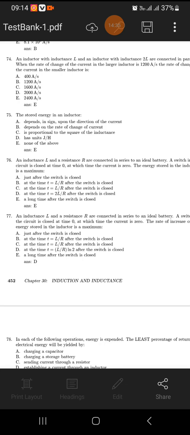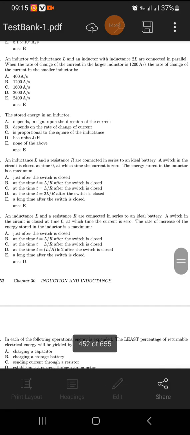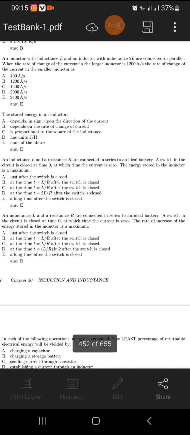So an inductance L and a resistance R are connected in series to an ideal battery. A switch in the circuit is closed at time t equals 0, at which time the current is 0. The energy stored in the inductor is a maximum, E, a long time after the switch is closed.